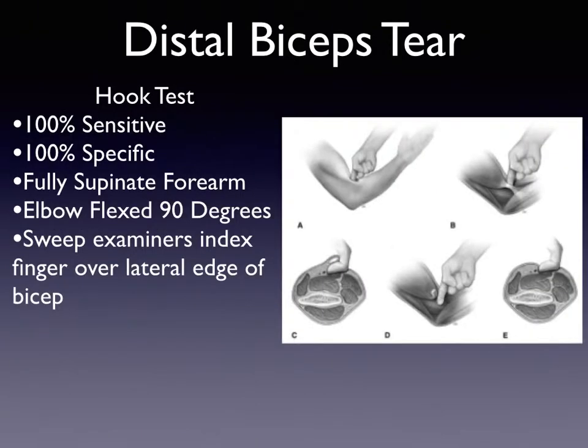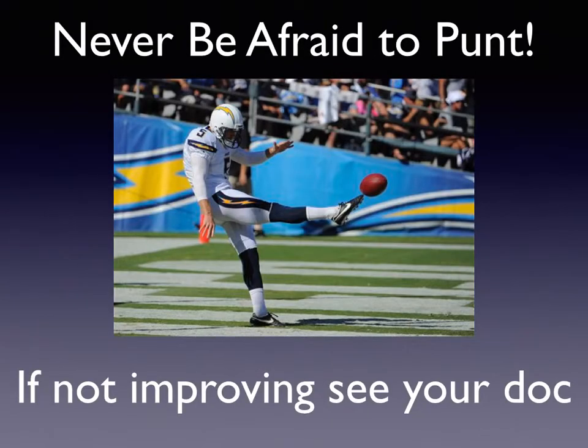Here's the test that we do where we can actually flex the arm up. We can take a finger and you can actually feel the biceps tendon in the forearm there. So take-homes: if you're actually having some of these problems we've discussed, never be afraid to punt. If not improving, see your doctor, and we certainly recommend that, specifically a sports medicine specialist or someone that's well versed in these types of injuries or problems.